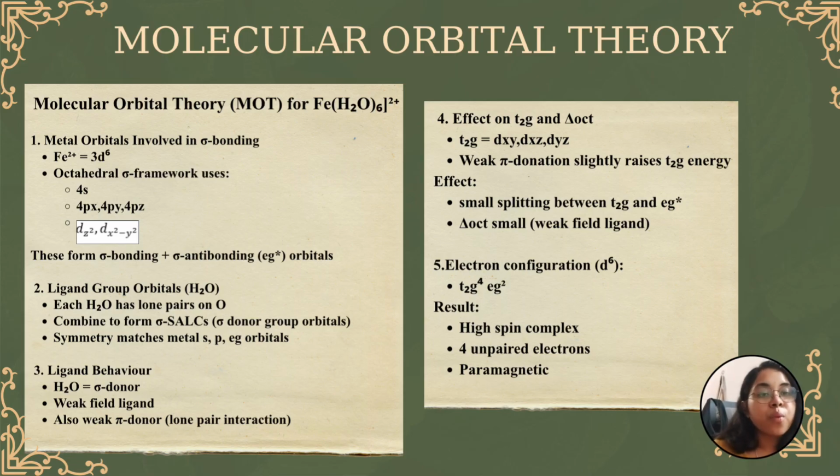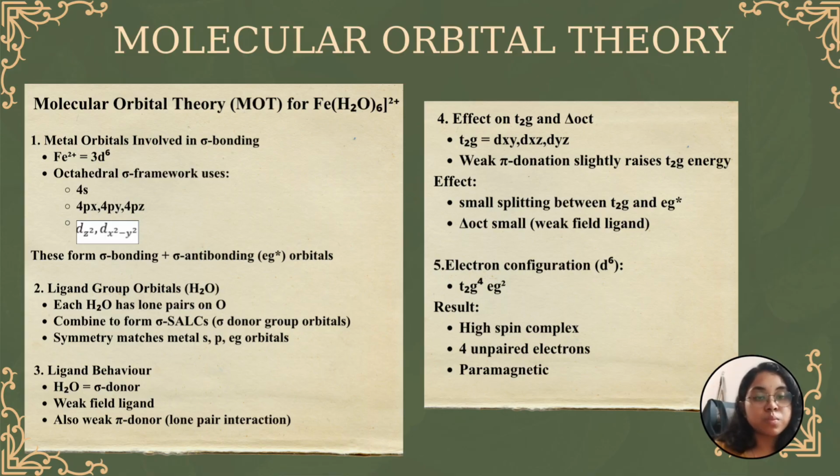Pi bonding. Water also has filled lone pairs of pi symmetry on oxygen, sitting lower in energy than the metal d orbitals. This makes water a pi donor. These interact with the metal T2g set, and since they are filled and low, the metal-based antibonding combination, T2g antibonding, gets pushed up. The effect on the energy difference and filling: pushing T2g antibonding up shrinks the gap to Eg antibonding.